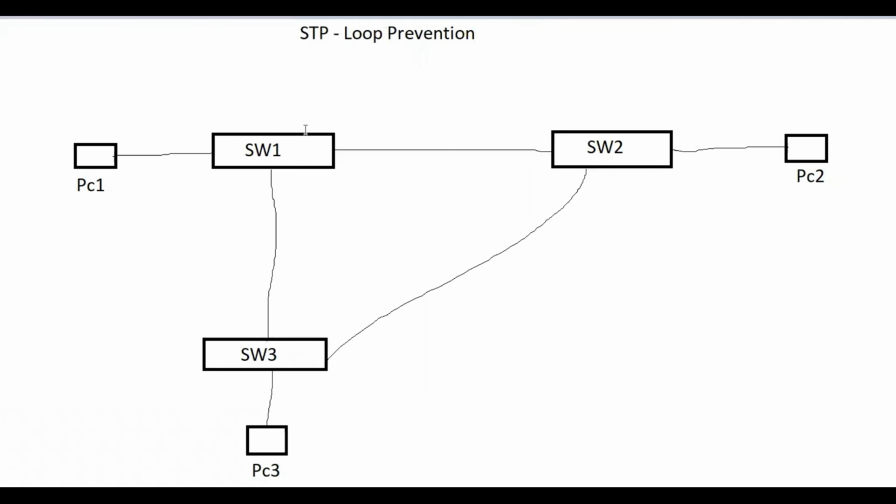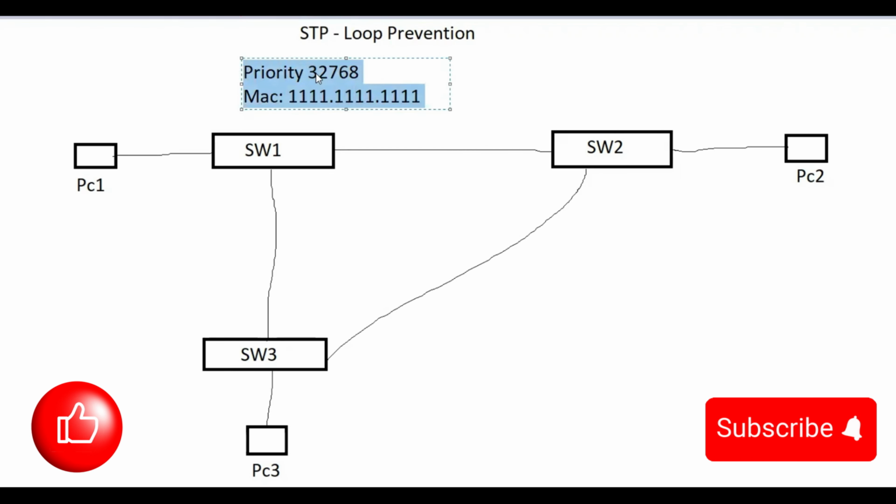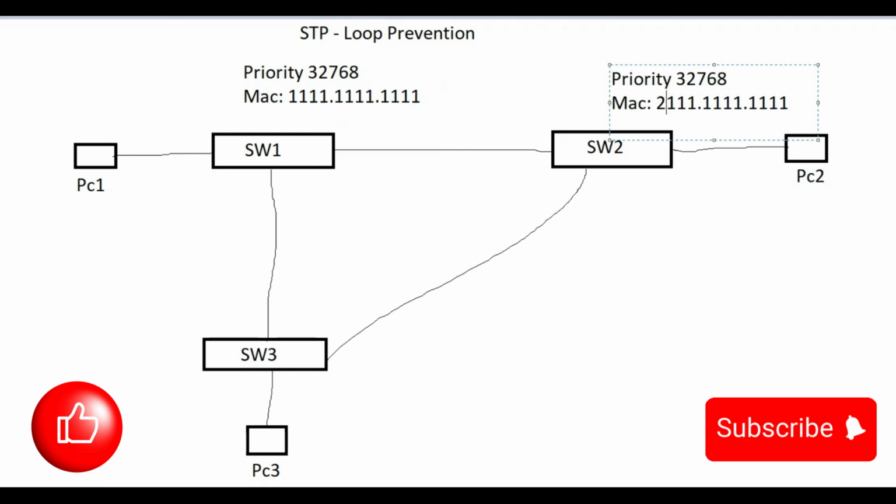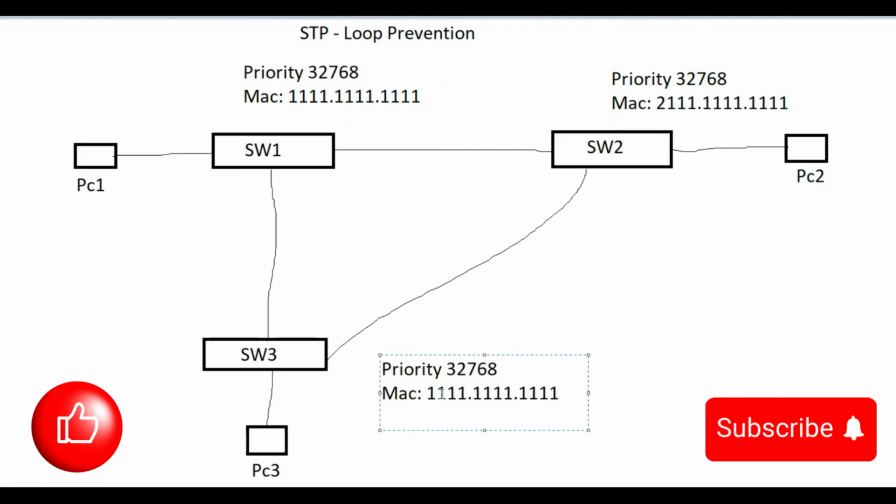STP by default is enabled inside our network, but we can configure which switch will be the main switch, which other switch will be the secondary switch, and how STP will function. We can configure those things inside our switch. Now, every switch by default has two things. One is priority, which is 32,768. That's the default priority. And the switch will also have a base MAC address. That's the switch MAC address. By default, every switch has a default priority and a MAC address. Same with switch 2, it has a default priority and MAC address. And switch 3 also has a default priority and MAC address.